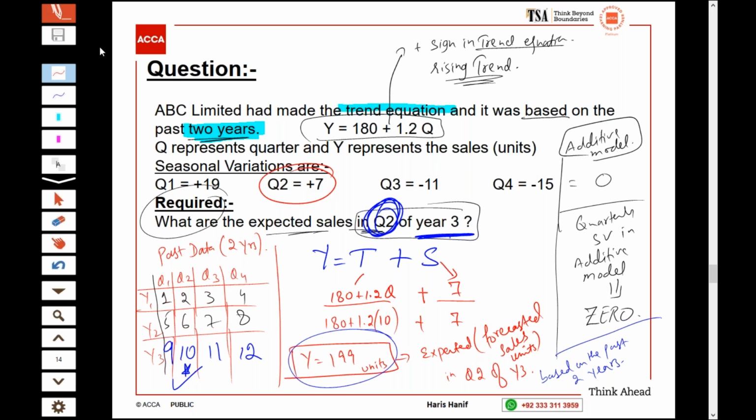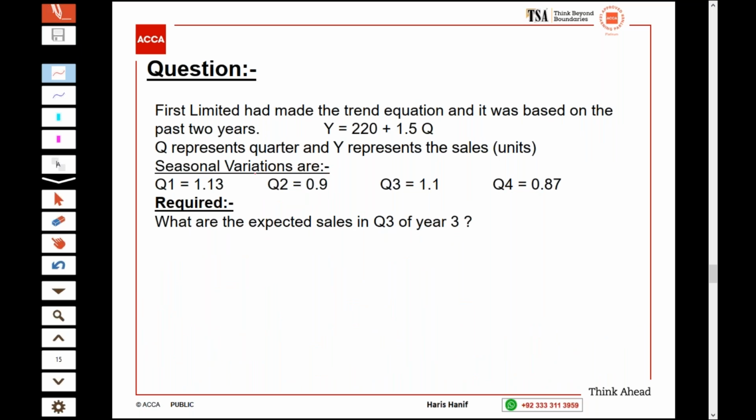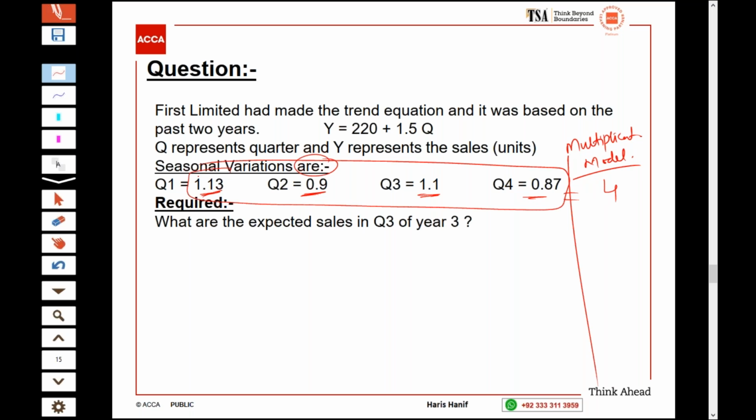Now let's move on to the next slide. The next slide is about, see, the seasonal variations are 1.13, 0.9, 1.1. This is showing the multiplicative model, and in the multiplicative model, the total, you can calculate, should be equal to 4. See, you can add it. This should be equal to 4 in the multiplicative model.